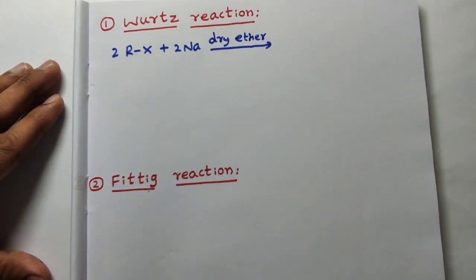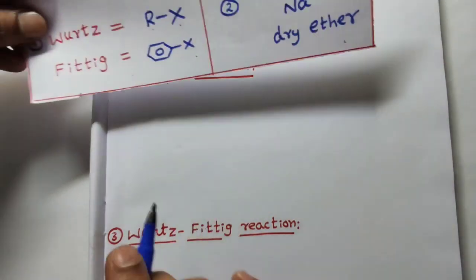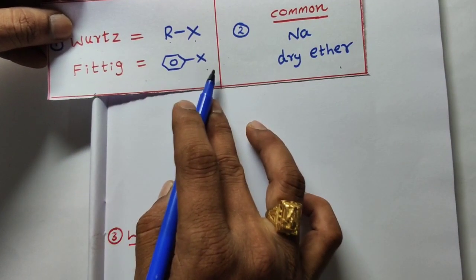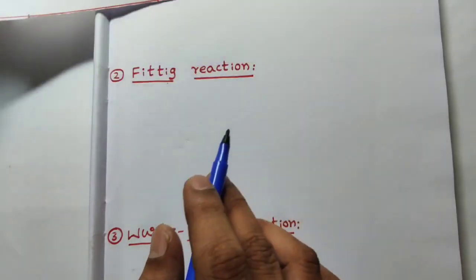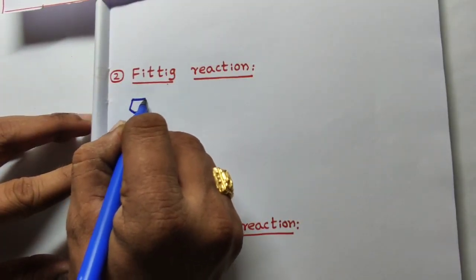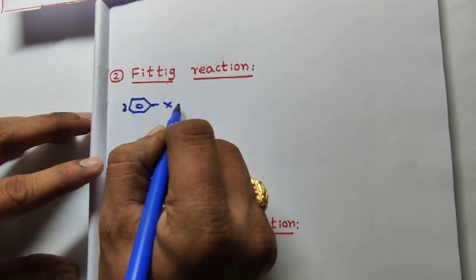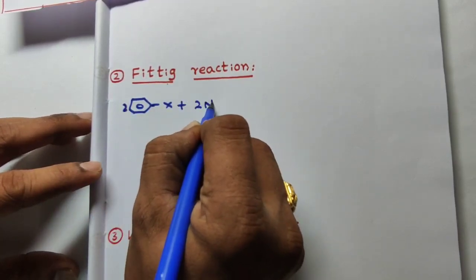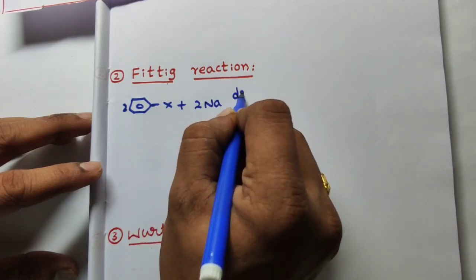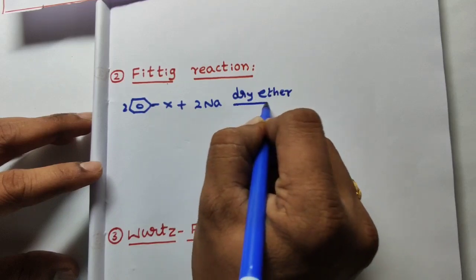Okay. Next, Fittig reaction. What do we have to take? Look at this. Aryl halide we have to take, with common sodium and dry ether. So in Fittig reaction, you take 2 moles of aryl halide plus 2 moles of sodium in presence of dry ether.